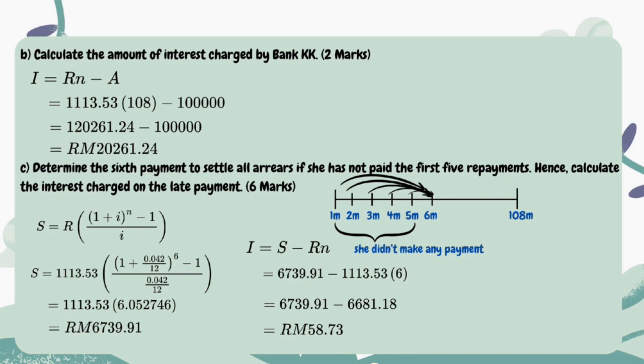The next step, we should find the value of I, which is we use the formula I equals S minus Rn. The S value is 6,739 ringgit and 91 cents. So the value of Rn is 1,113.53 times 6, which is 6,681.18. So 6,739.91 minus 6,681.18. So the final answer is 58 ringgit 73 cents.